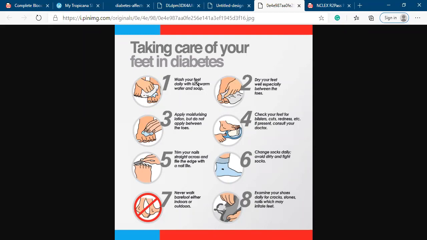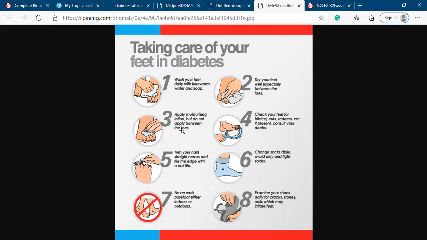And always test the water with the hand. So wash your feet daily with lukewarm water. Before you use the water, you have to check the temperature of the water. So test the water temperature with a hand and use lukewarm water for washing the feet. And then we have to dry the feet. So dry the feet very gently and thoroughly after bathing.